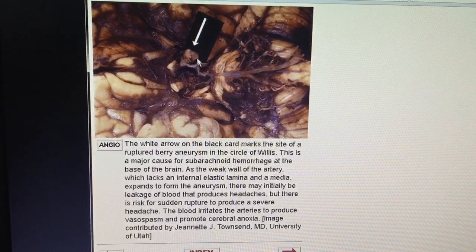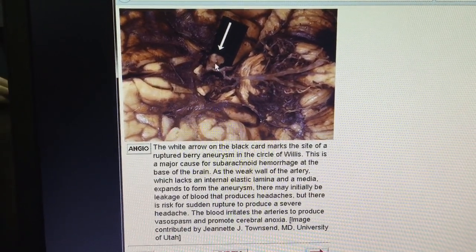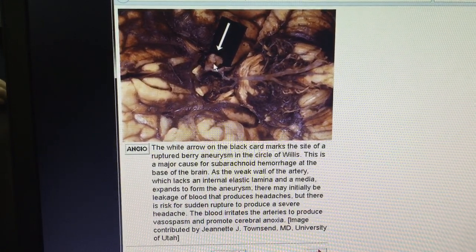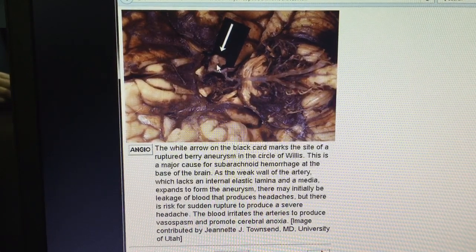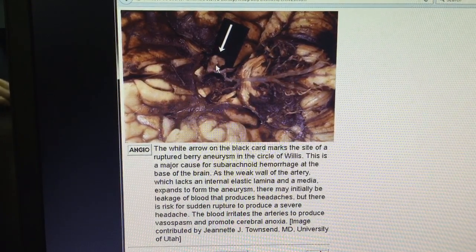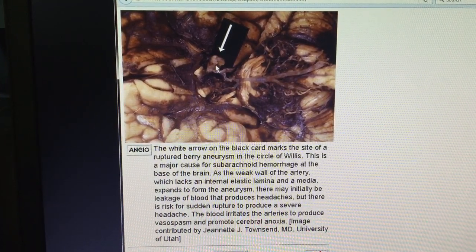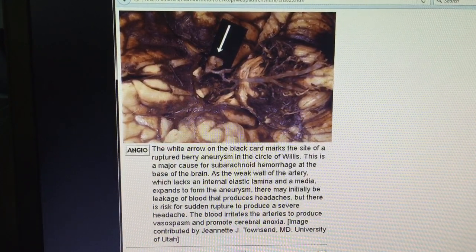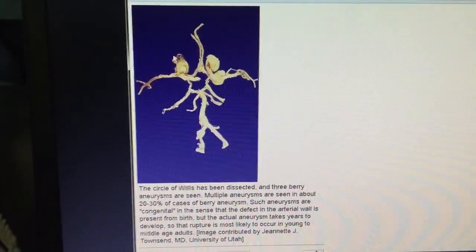Here we have another example of a berry aneurysm, but here we have a ruptured aneurysm. As I mentioned, it ruptures because it is more fragile than the normal blood vessel, since usually the elastic lamina and the media, which are part of the normal layers of the blood vessel, are missing. Because of that, it is more susceptible and has a tendency to bleed. Here we have an example of a ruptured aneurysm, and here we have an example of three aneurysm formations: this one and this one.